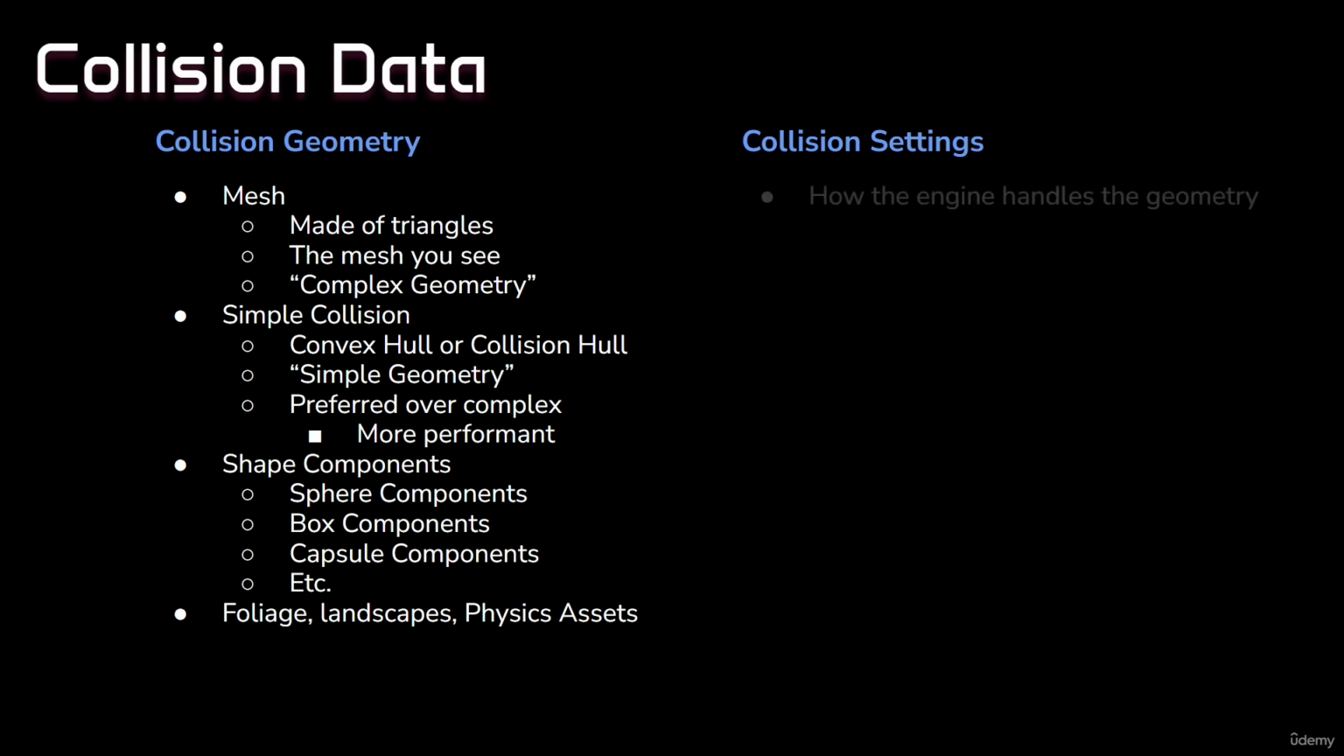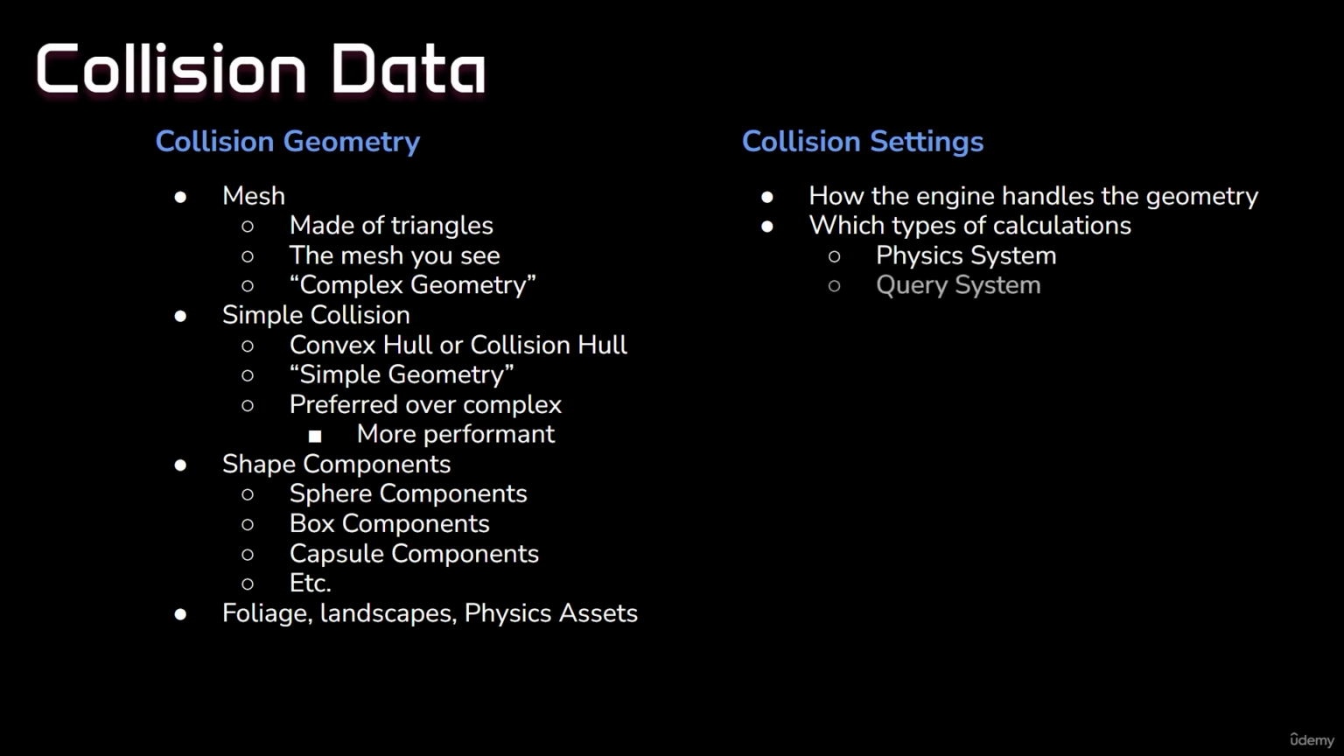Now, the collision settings determine how the collision geometry will be treated by the engine. This determines which types of calculations will be used for collisions with this geometry. Unreal Engine has a physics system and a query system. These are two different types of calculations that can be performed on collision geometry. So the first of the collision settings we'll talk about is the collision-enabled setting. When we think of collision-enabled, we think of what this component is used for. Is it just a visual prop?